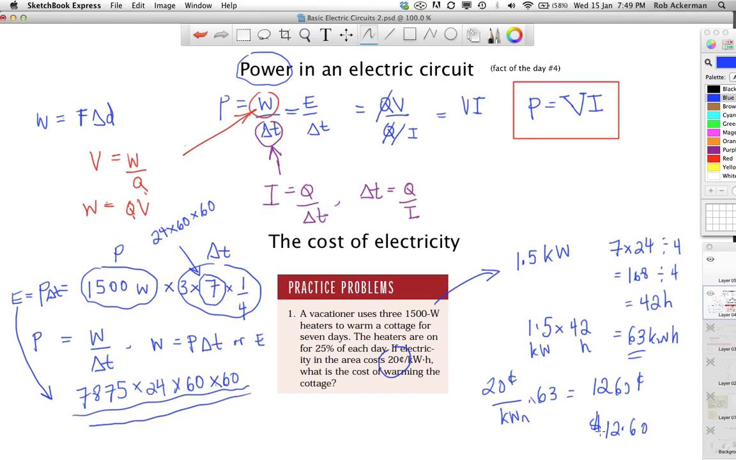This is the kind of calculation homeowners have to deal with when they're running electrical appliances and racking up an electricity bill. 20 cents per kilowatt hour is a little high these days. We don't pay that much here in Ontario. We probably pay closer to half that, but still it can add up.